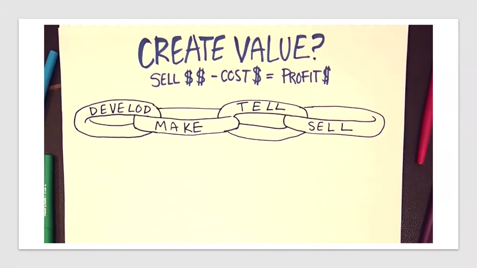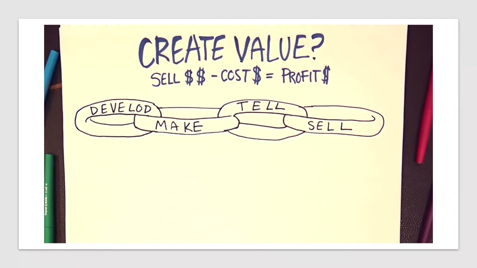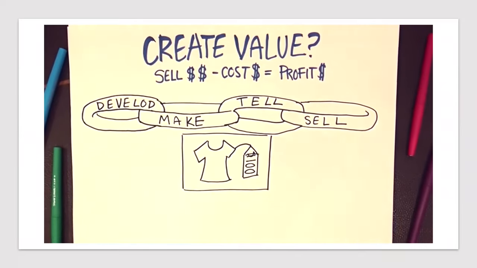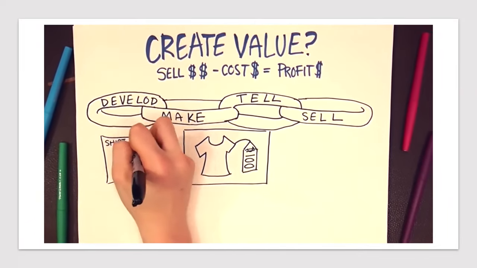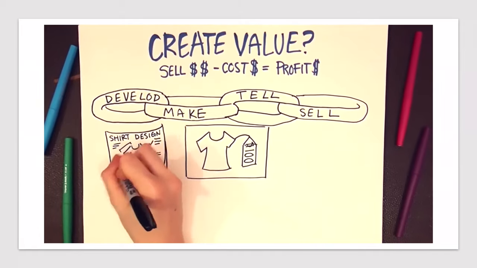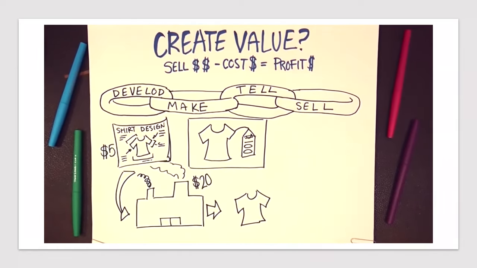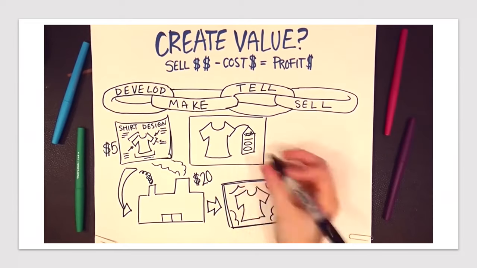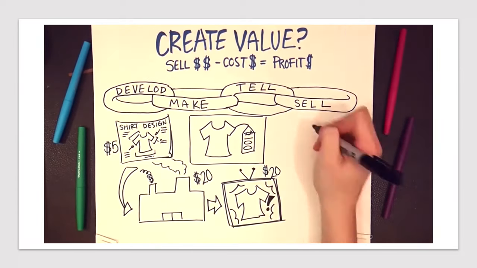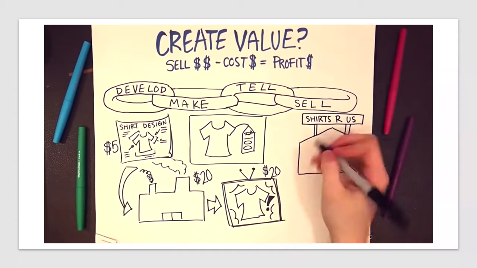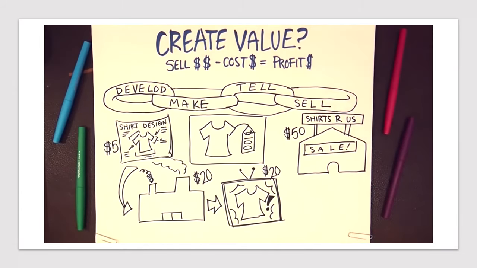Here's a simplified example of breaking down a business into the develop, make, tell, and sell processes. Let's say you go to the store and buy an outfit for $100. In the develop step, the company designed the clothes from an in-house designer or an outside design firm for $5. In the make stage, the company paid an outside factory to make the clothes for $20. In the tell stage, the company hired a marketing agency to create splashy ads for $20. In the sell stage, the company allowed for retailers to make $50 to stock and sell the clothing. That adds up to $95. If the product sells for $100, then the clothing company made a $5 profit.